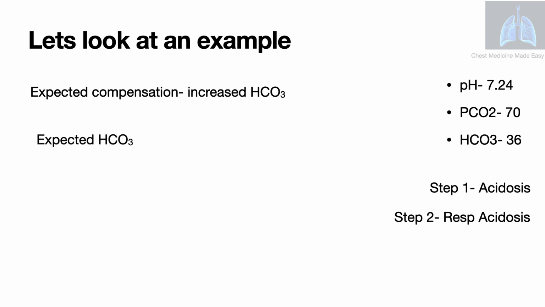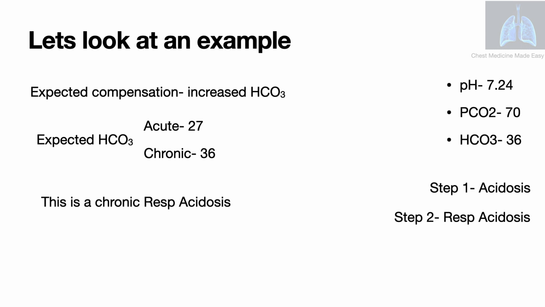So the expected bicarbonate in the acute setting would be 27, that is for every 10, 1 increase. So here 30 has increased, so the bicarbonate will increase by 3. And in a chronic setting would be 36, that is for every 10, 4 increase. So here the PCO2 has increased by 30, so the bicarbonate will increase by 12. So this is a chronic respiratory acidosis because the bicarbonate level of 36 fits in our picture of chronic compensation.